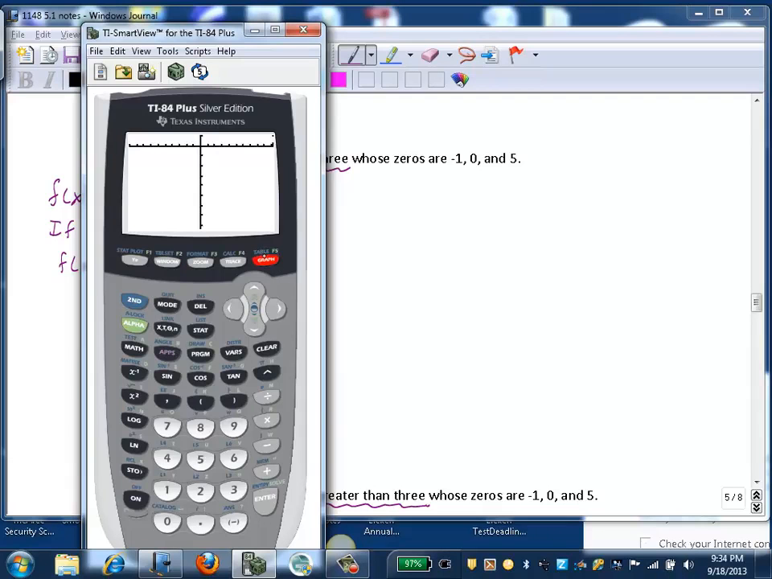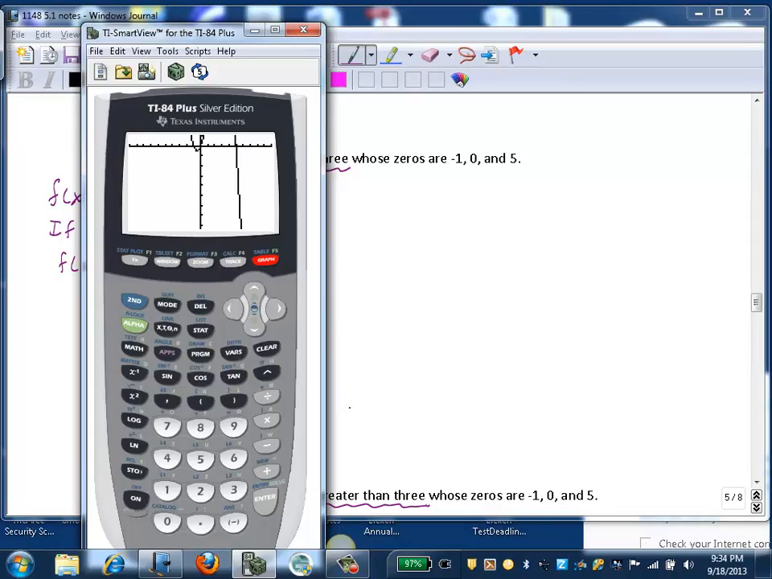So if we go to the graph, we can see that the graph crosses the x-axis at -1, 0, and 5, which makes sense since the zeros of our function are -1, 0, and 5. So this definitely would work. Now let's go in and change the a value to a -1. So we can imagine what happens when we multiply a negative out in front of a function. And if we look, it's the same shape, but it's reflected about the x-axis. But all that's important is that the x-intercepts are still -1, 0, and 5.